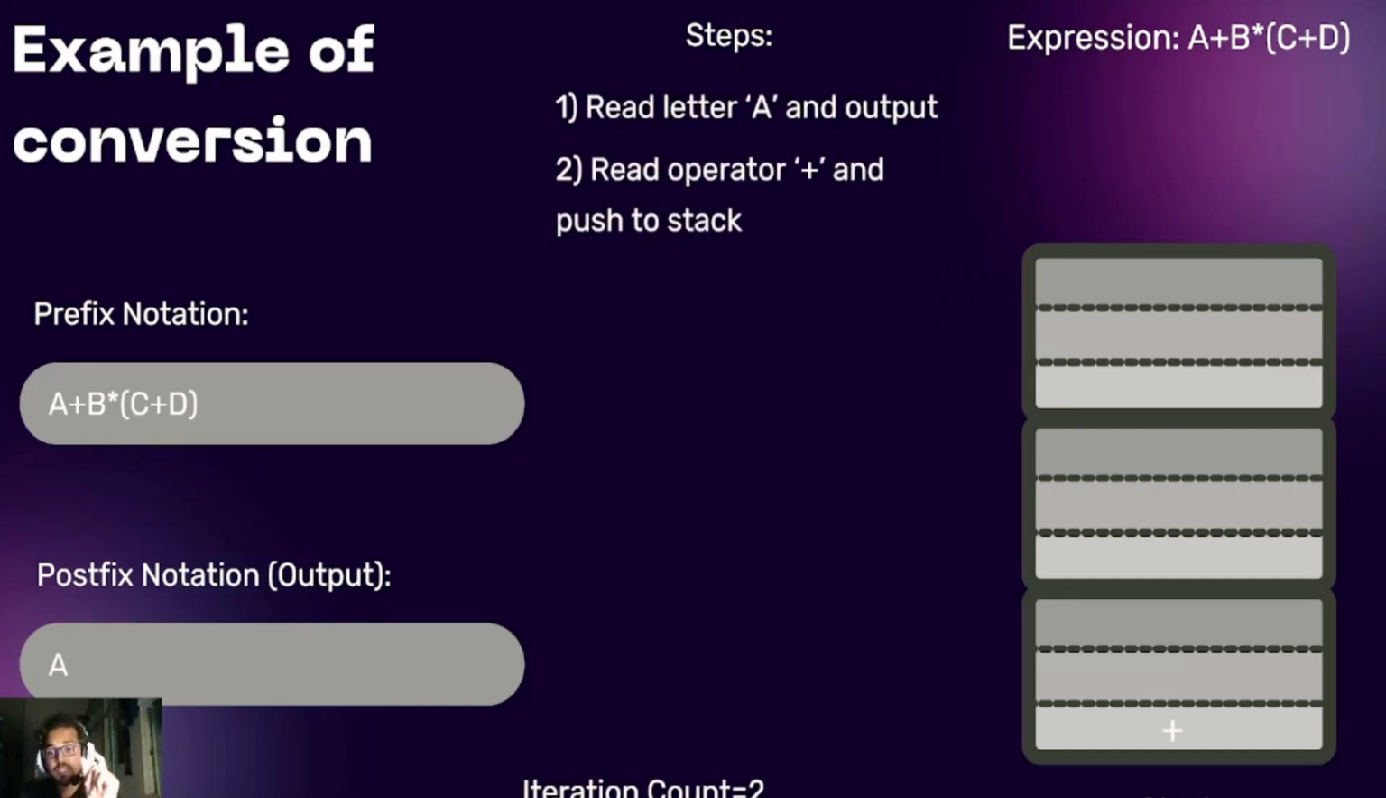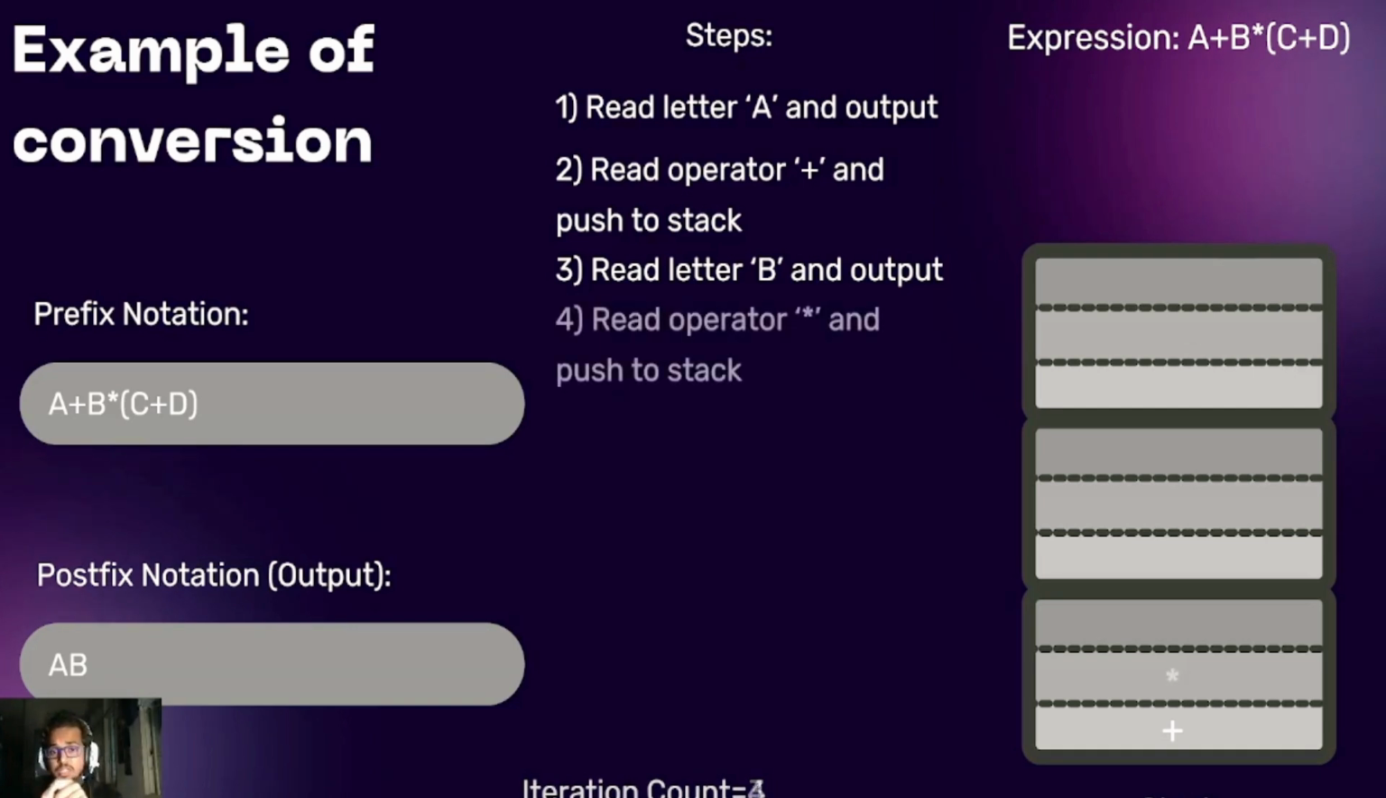We read the operator plus and we push that into the stack. Next we encounter B, and we straight away write that down to the output. Next we encounter the multiplication symbol, and we push that into the stack. We now encounter the open parenthesis, and we push that open parenthesis to the stack.